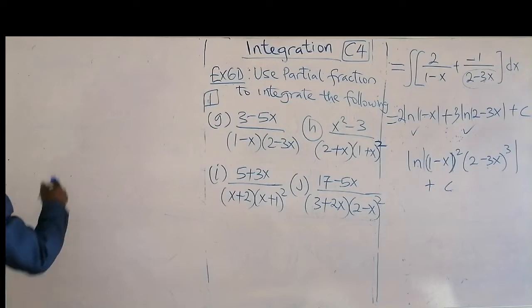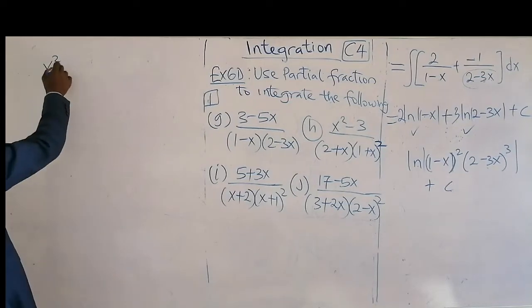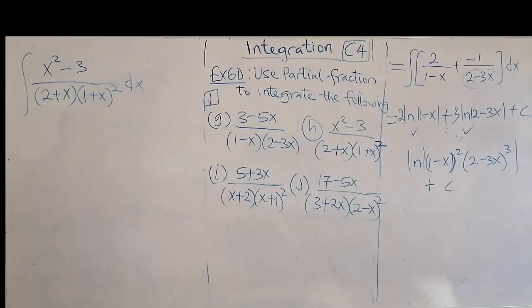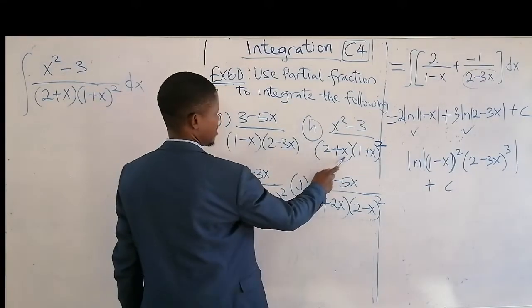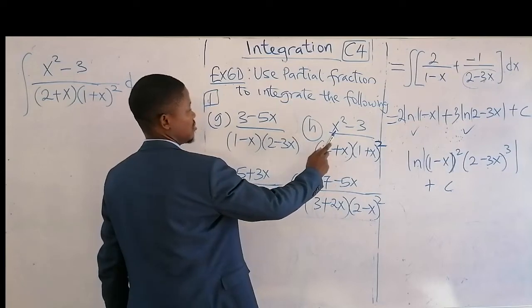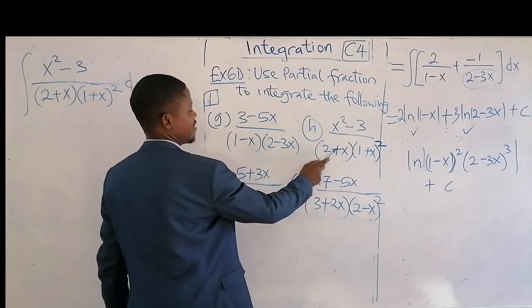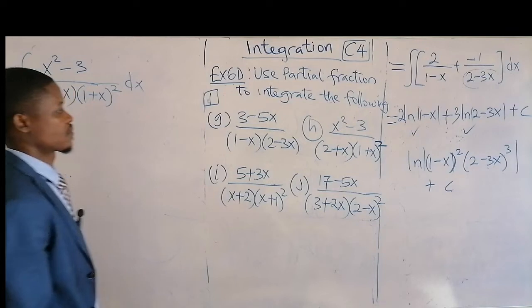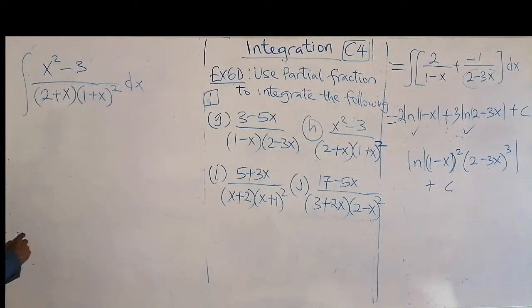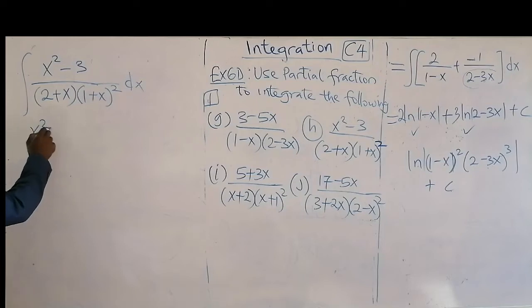Then question h. What do we do then? We have the integral of this dx. From the observation, the denominator has power 3, and the numerator has power 2. So the degree of the denominator is higher than the numerator. This is a case of a repeated linear factor. So let's find the expression.